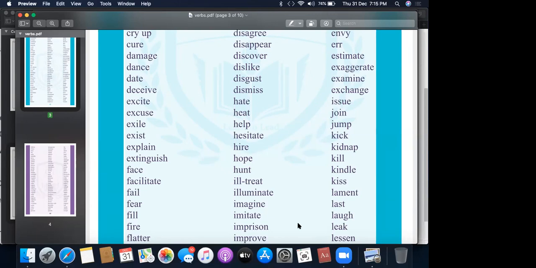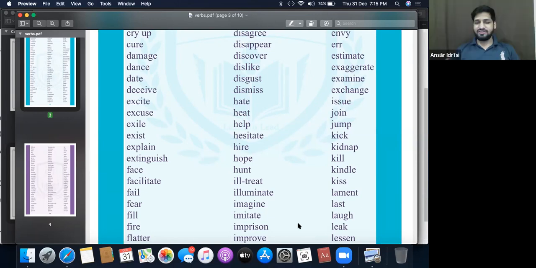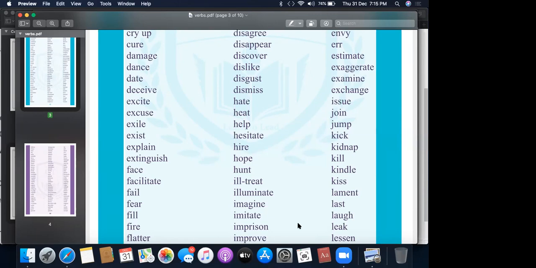It must dislike. Must it dislike? It mustn't dislike. Very good. Next. It must solve issues. Must it solve issues? Yes. It mustn't solve the issues.